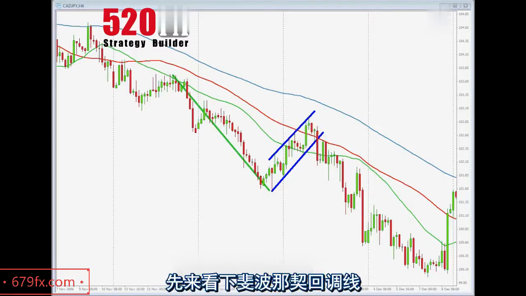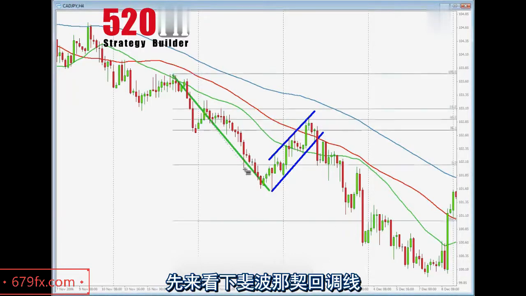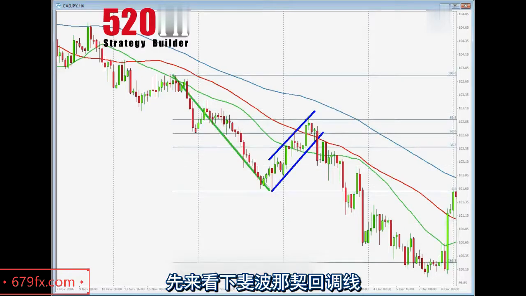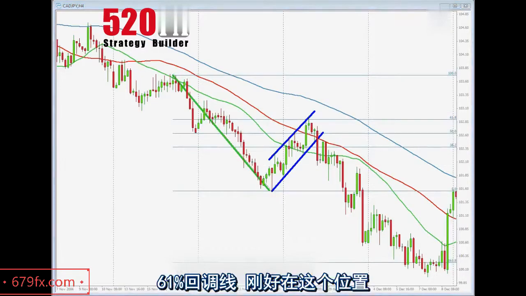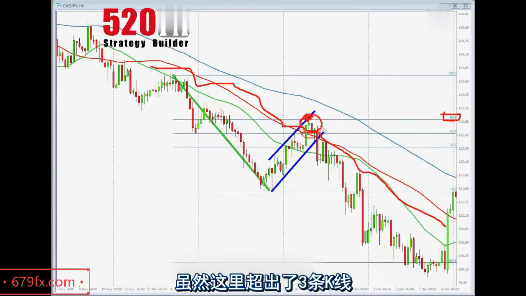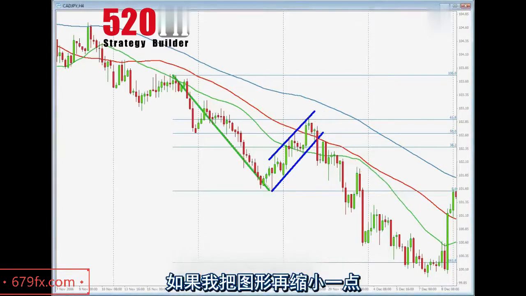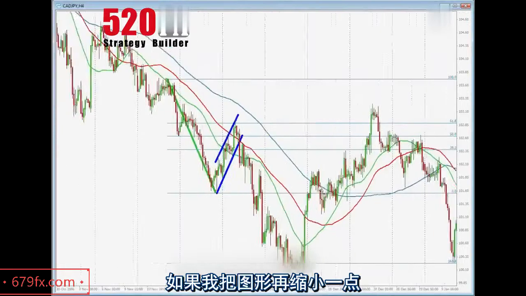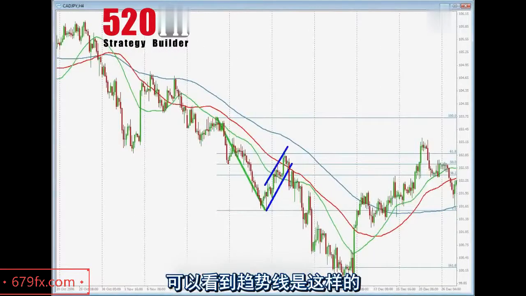In this case, what we see is, first of all, we have a Fibonacci retracement level, the 61% Fibonacci level, right to the pip, right there. Also, of course, the dynamic area of resistance, even though, like I say, it was pierced by 3 bars, not a big deal. And also, if I zoom out a little bit on this chart, we can clearly see that there is a trend line coming down at that level right there.